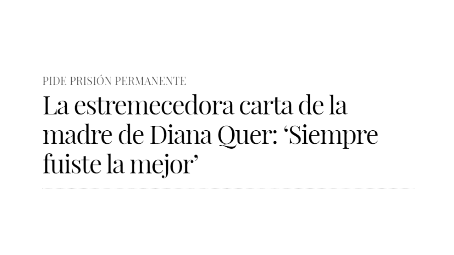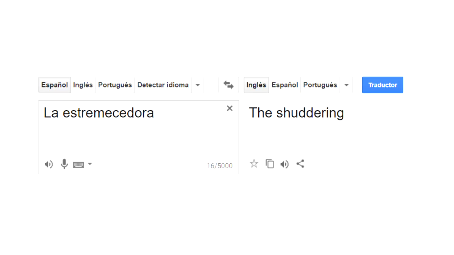Obviously, estremecedora means something nice and soft. It's an adjective describing the letter a mother wrote to her daughter saying she was always the best. But since I was gonna make this video, I couldn't be lazy, I had to look up the specific meaning. Loving, maybe? Something like that for sure. Then bam, Google Translate tells me this. Shuddering? I don't know what that means, but it doesn't sound loving.